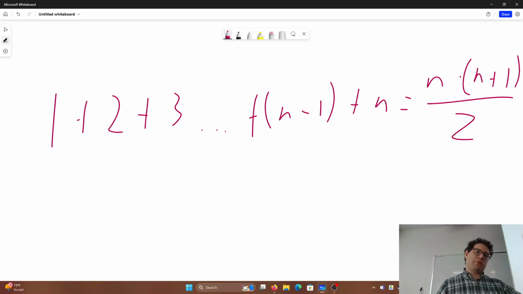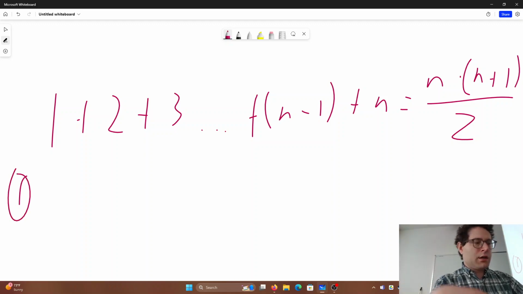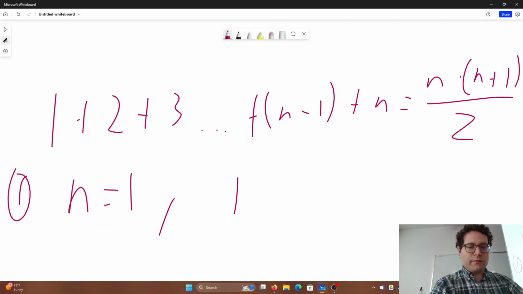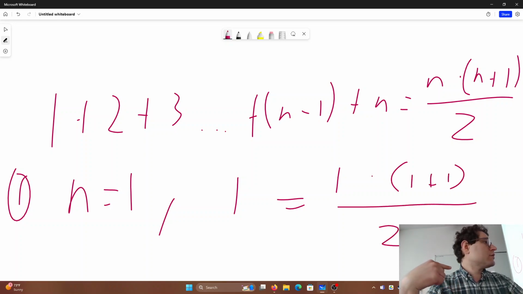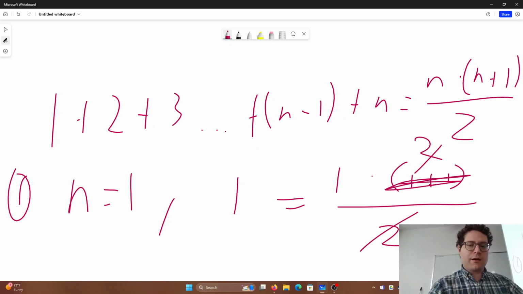All right, so step 1. Prove that it's true for n is equal to 1. On the left that means we get 1, and on the right we get 1 times 1 plus 1 over 2, which is just a fancy way of writing 1 is equal to 1. Like I said, trivially easy to prove the base case.